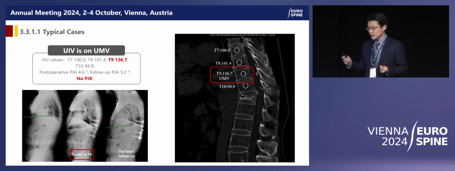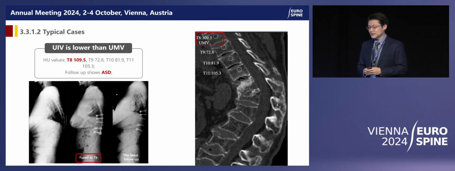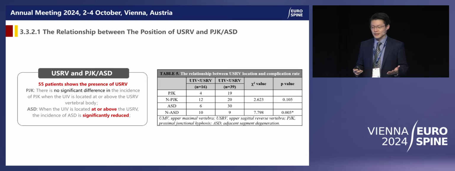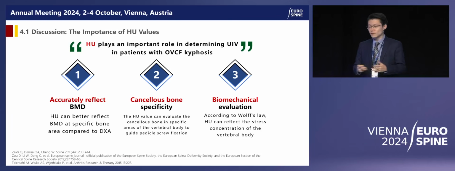Here are some examples. UMV T9, fusion to T9, no PJK. UMV T10, fusion to T11, there's PJK. UMV T8, fused to T9, there's ASD. And we found 55 patients show the presence of the USRV. When UIV is located at or above the USRV, the incidence of ASD is significantly reduced. USRV T10, fusion to T11, there's ASD. So that's all for my study.